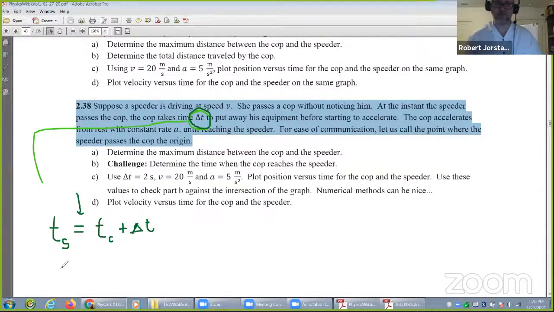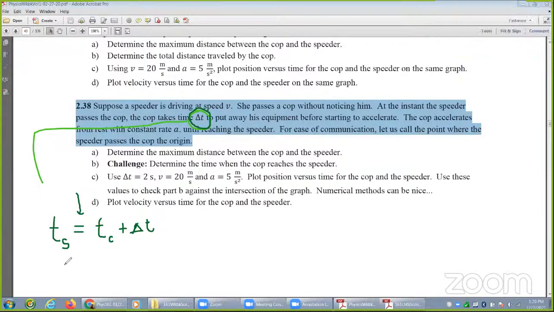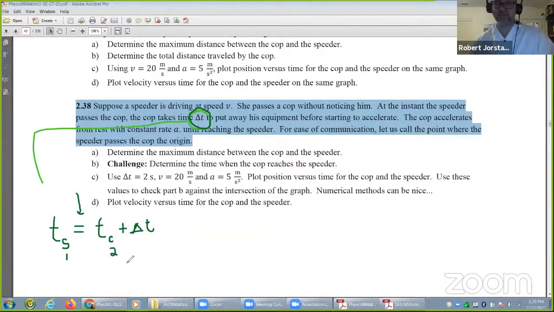Was that Jose's? So Jose, does that address your question? Yeah, that makes sense. And that basically, if we go back, we call this T1 and T2. Now, somebody else might say, no, I say the cop should be the time of the speeder minus a little bit. And that is also a correct way.